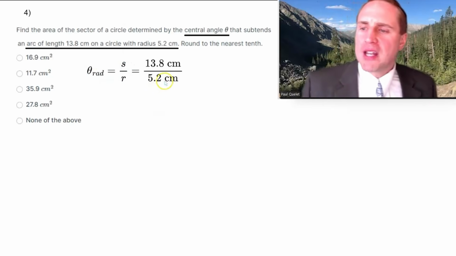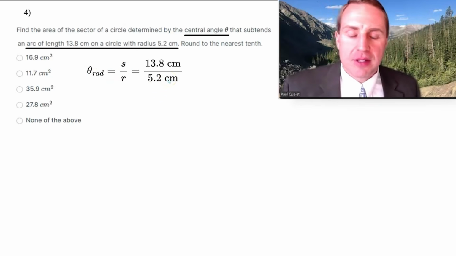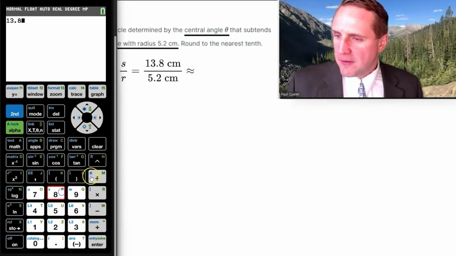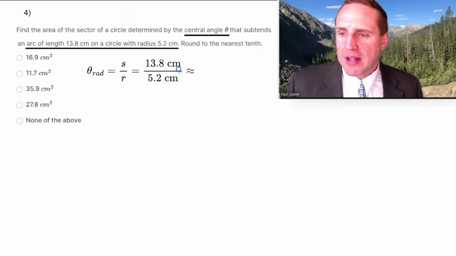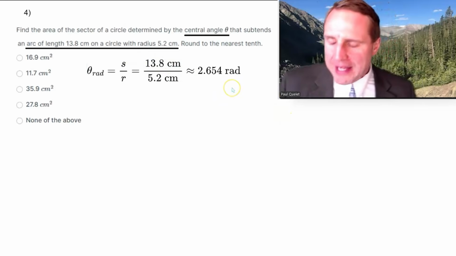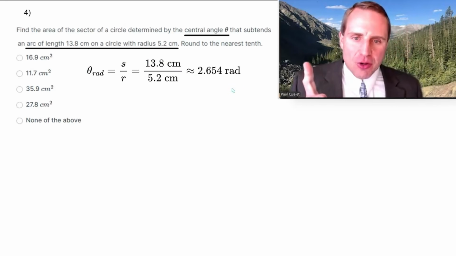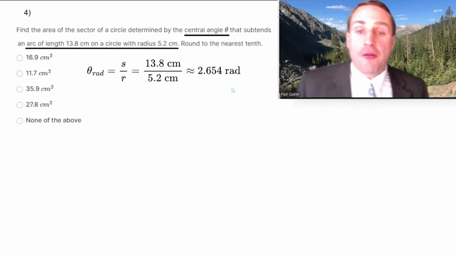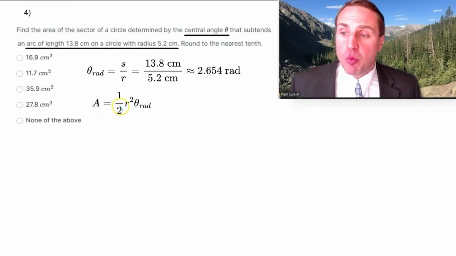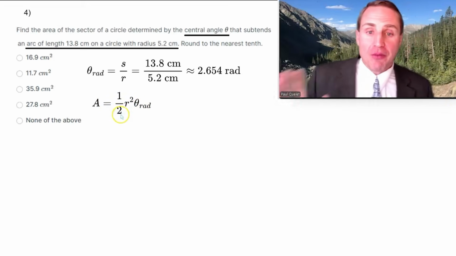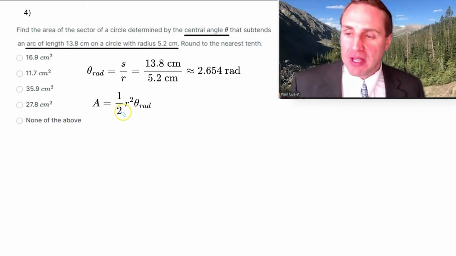Okay, so 13.8 centimeters divided by 5.2 centimeters. Let's get this approximately in radians. So 13.8 divided by 5.2, and we're going to get about 2.654 radians or so. So this is our radian angle measure. Now, we need the area of a sector in radian measure. And the formula is going to be area equals 1/2 radius squared times theta in radians. So we have everything we need. We can go ahead and calculate this area.